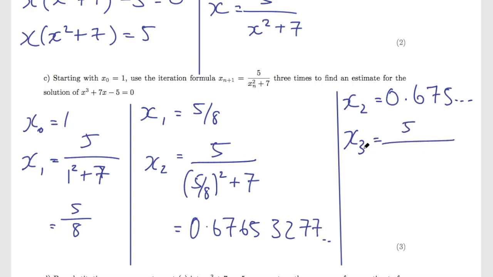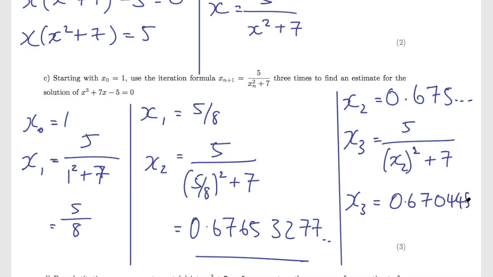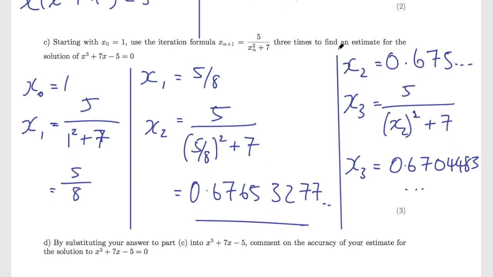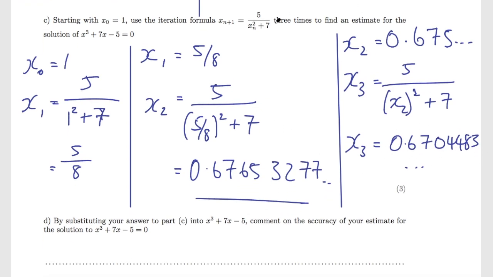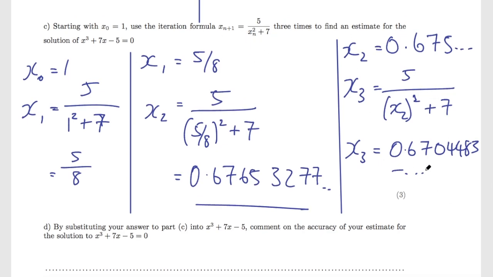And then x sub 3 will be 5 over x sub 2 squared plus 7, with x2 being all of this thing. And then if you put all of that into a calculator, you get 0.67048483, and that goes on. And they haven't told us to round it off or anything like that, so I would just leave as many digits as you can for x3. So after iterating 3 times, that's our estimate there for the answer.